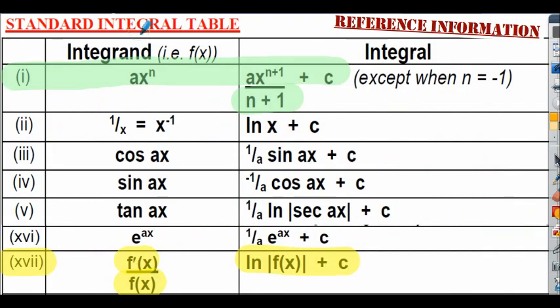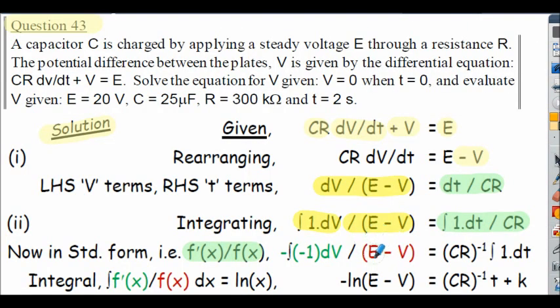So referring to our standard integral table, these are the two standard forms we'll be using for the left hand side and the right hand side. Notice when we differentiate the denominator on the left hand side, differentiate E minus V, that will actually become negative 1. So you can see I put a negative 1 in the top line, so I must have a negative outside of my integral here.